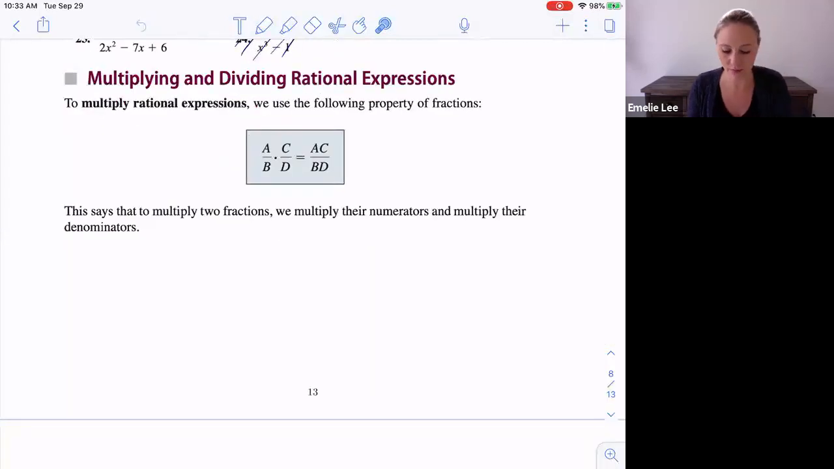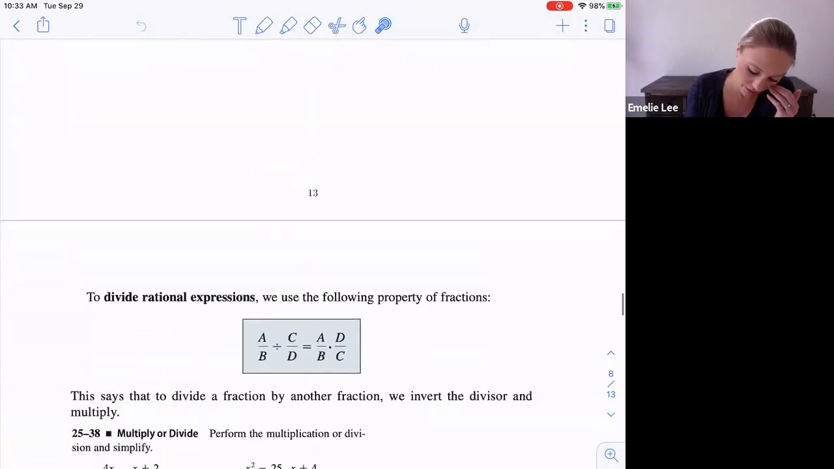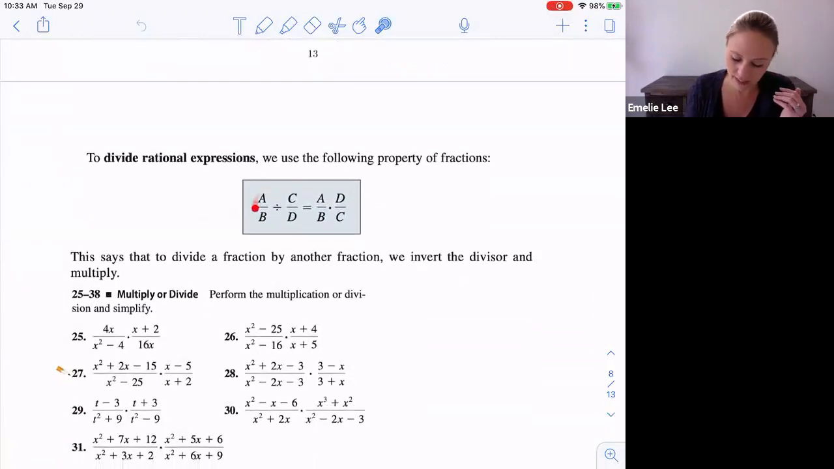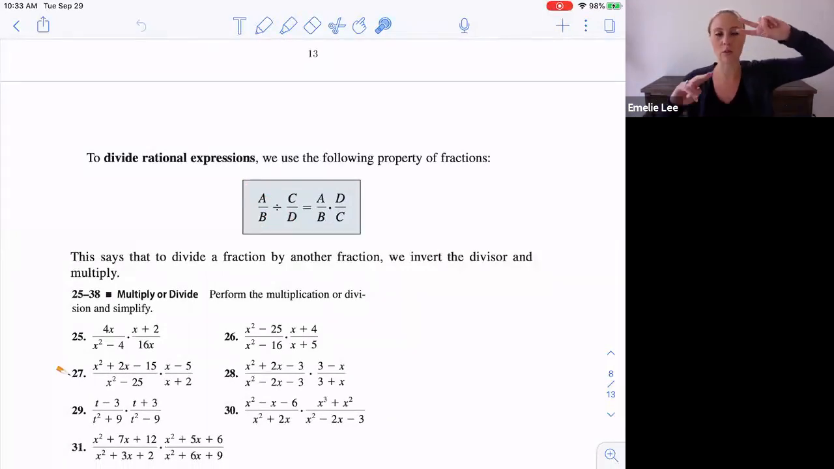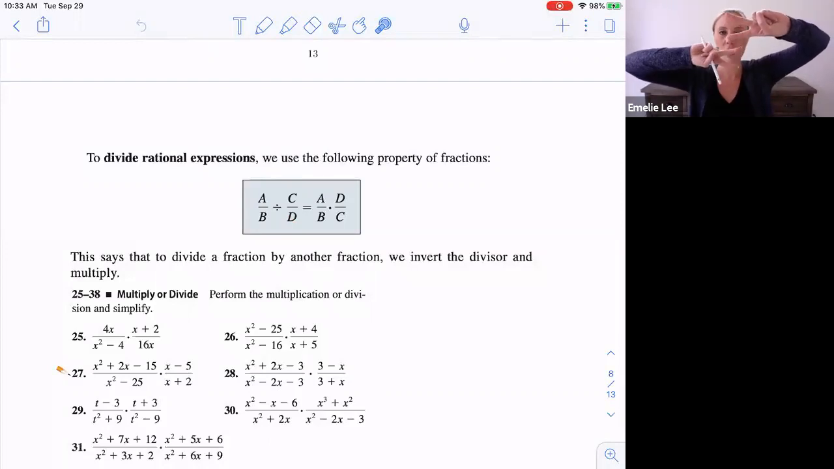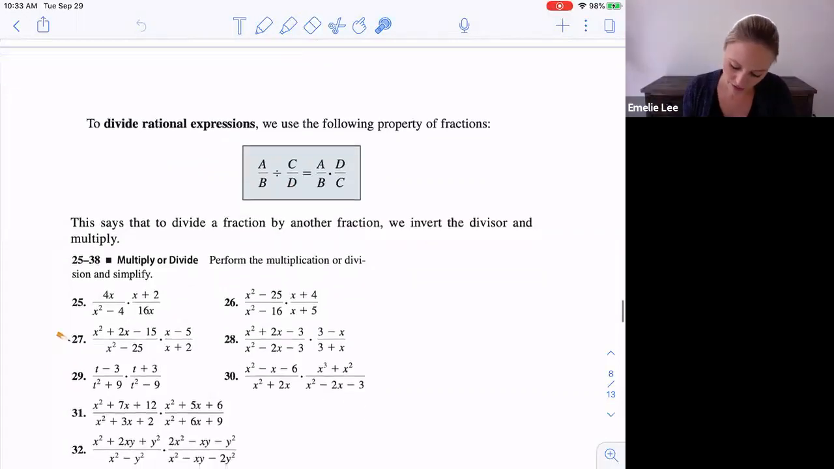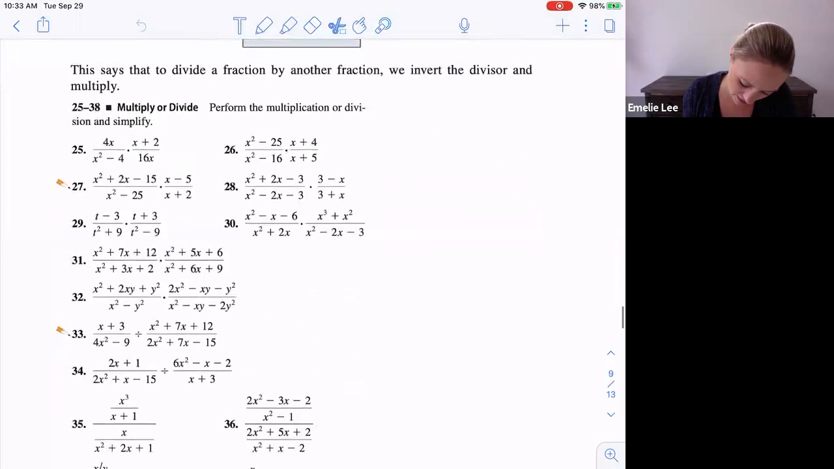Okay, so multiplying rational expressions is really just multiplying fractions. A fraction times a fraction, you can just smush the numerator and the denominator. And so that's not bad. We just have these algebraic expressions instead of just numbers now. That's the only thing that's changed. Same thing with dividing rational expressions. We've got a over b divided by c over d. So imagine a over b over c over d. You have to flip the denominator and multiply, right?